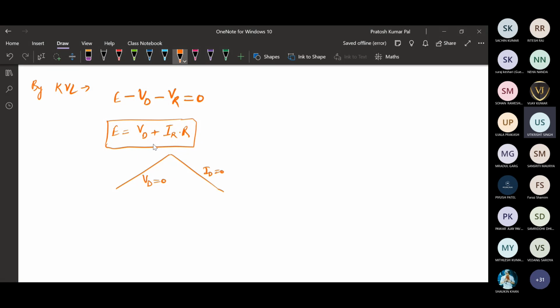Once we put VD equals to 0, this term will be 0. That means E will be equal to 0 plus ID, or we can put IR into R, equals E. So IR and ID are equal, and ID will be equal to E by R.